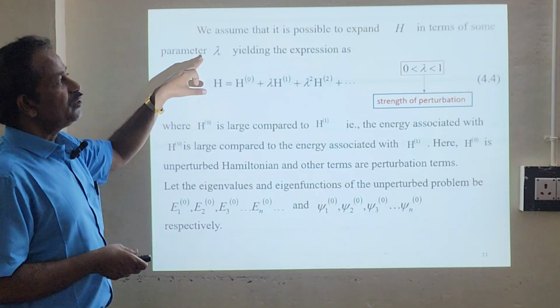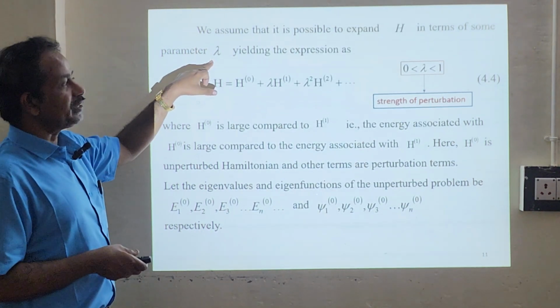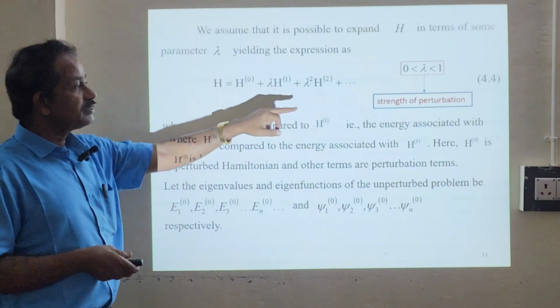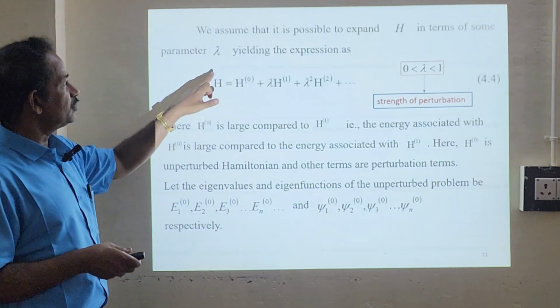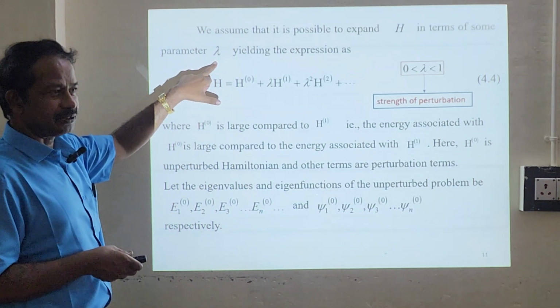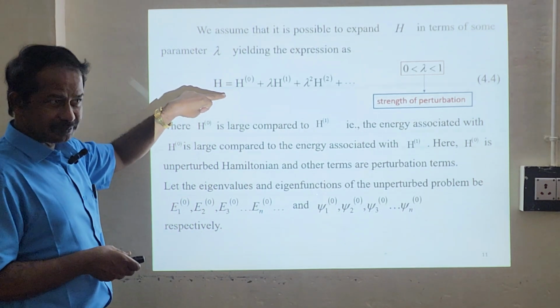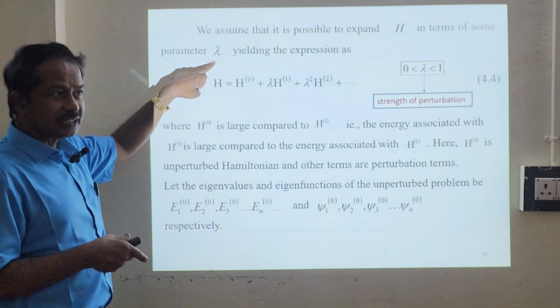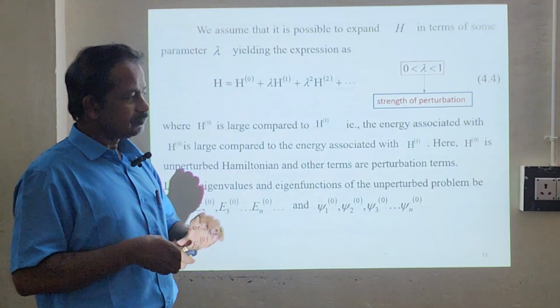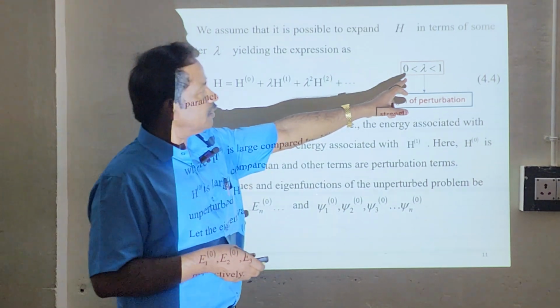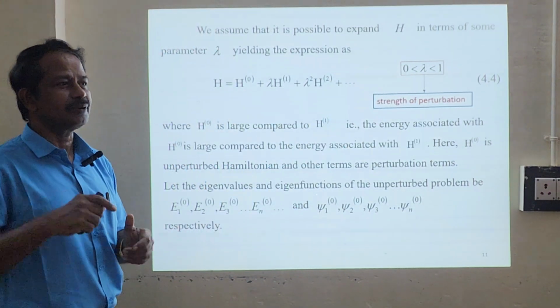Now we are going to introduce a parameter, called the strength of perturbation parameter, in the Hamiltonian. This new parameter is called lambda, the strength of perturbation. The value of lambda should lie between 0 and 1.